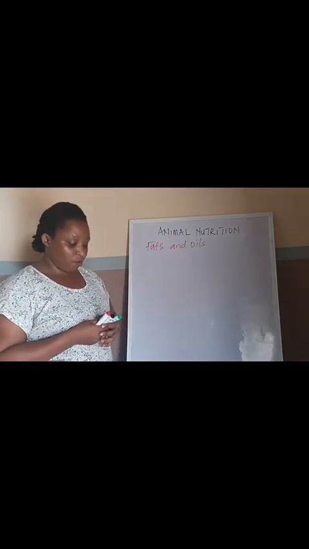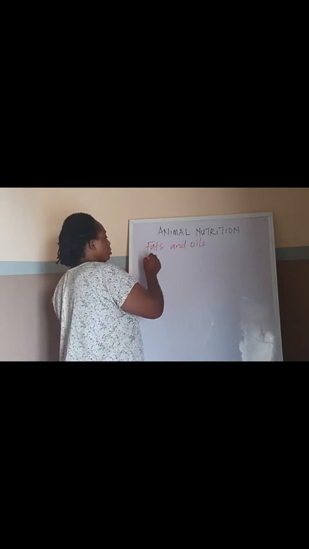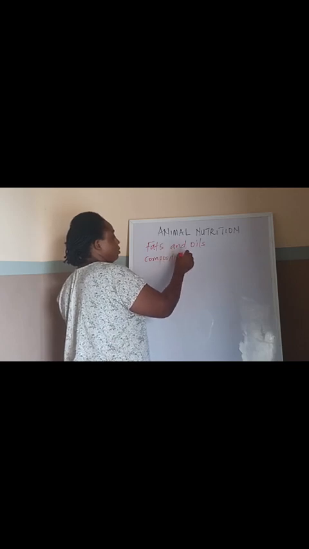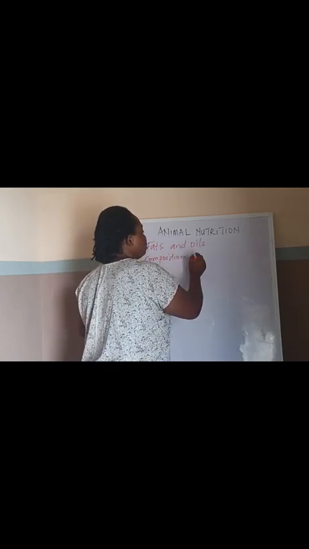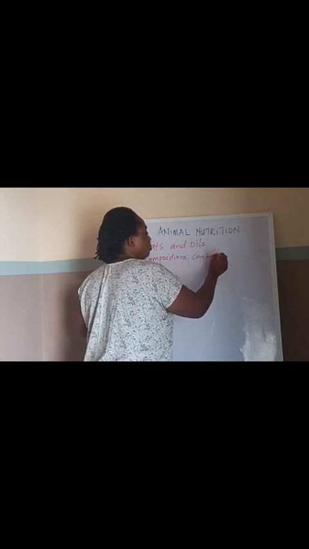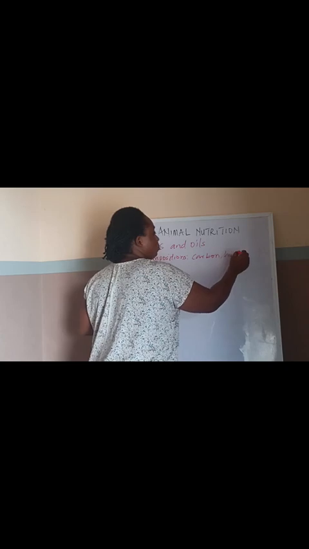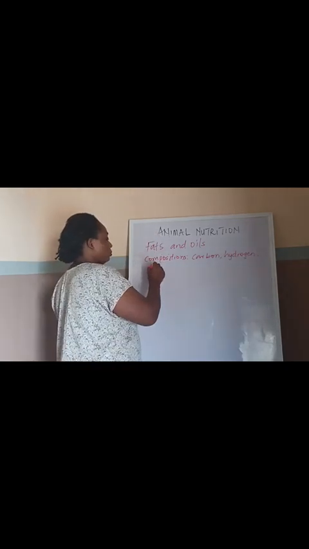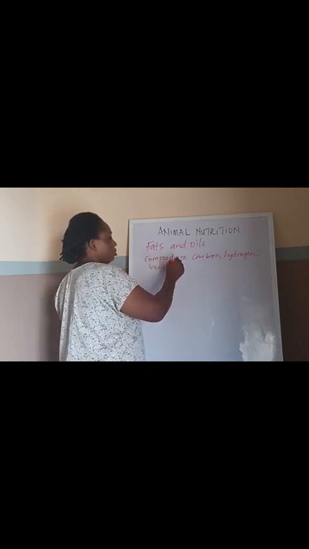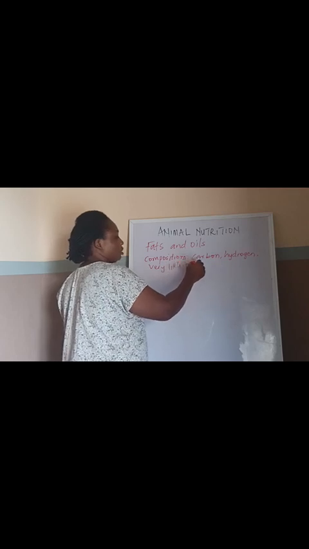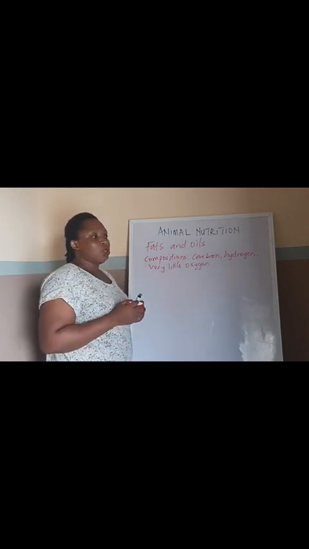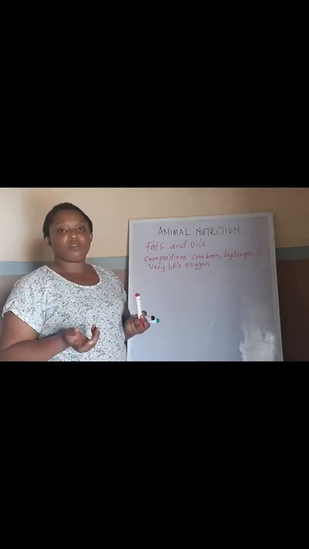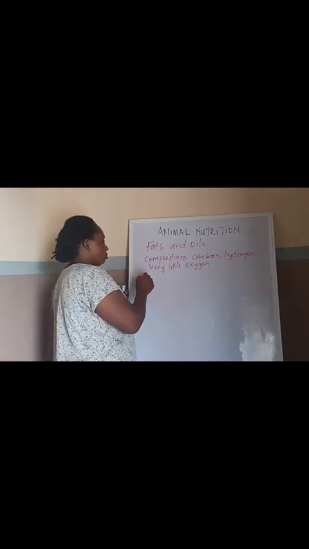So we want to look at the composition of fat and oil. What are the things that are present in fat and oil? The composition includes carbon, hydrogen, and very little oxygen. Yes, the oxygen is very little. So these are the compositions of fat and oils. Now, food sources of fat and oils.